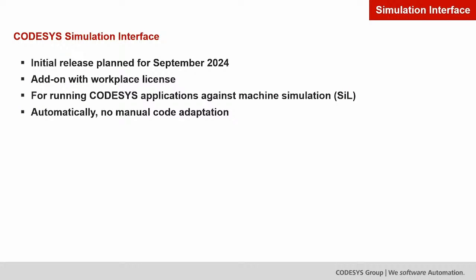CODESYS simulation interface will be released initially in September this year. It is an add-on with a workplace license for running CODESYS applications against machine simulations. This will go all automatically. You don't need any manual adaptation of the CODESYS code.